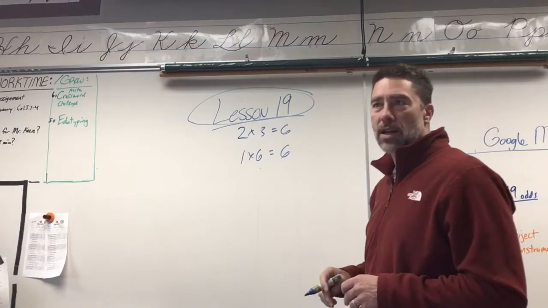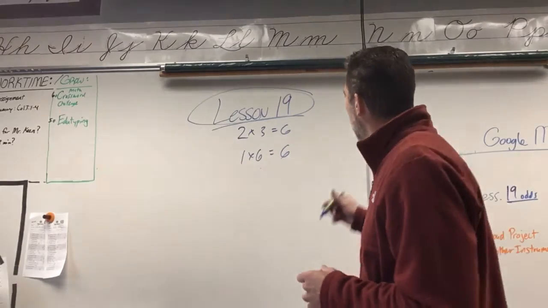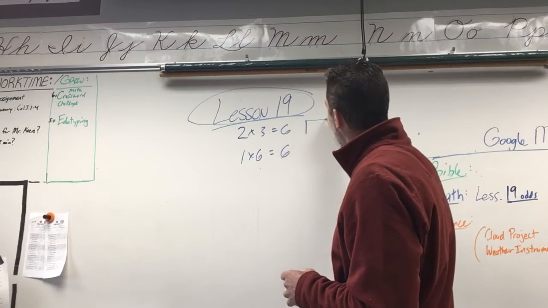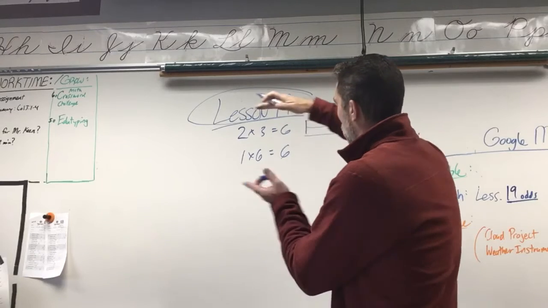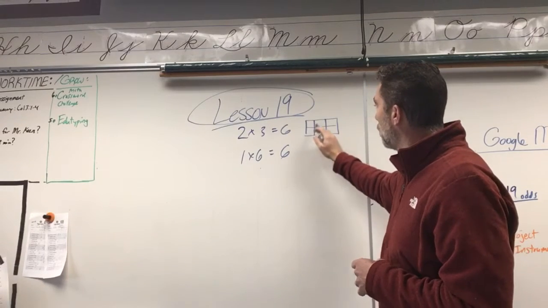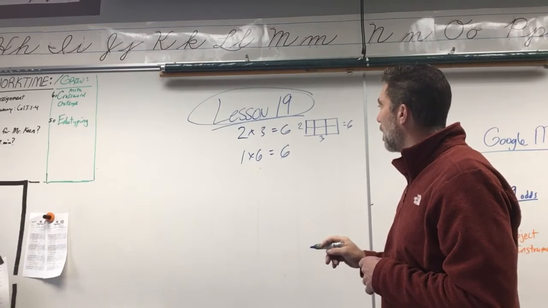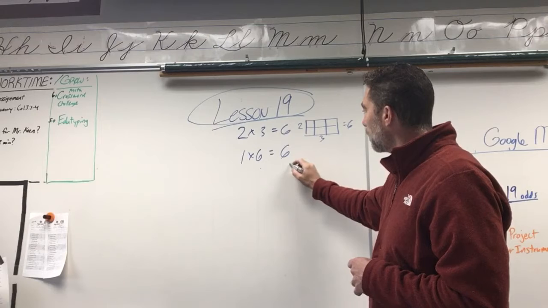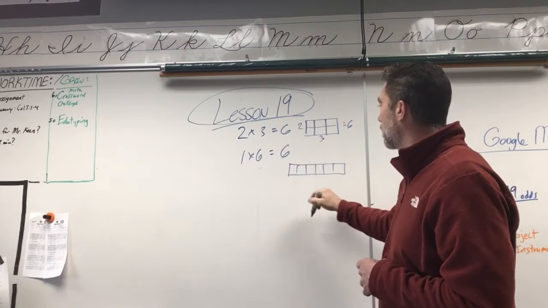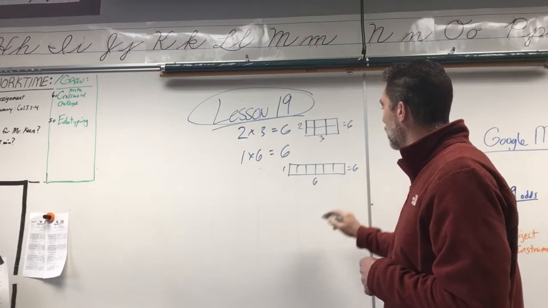And to illustrate that a factor goes into a number evenly, if we draw a picture of what 2 times 3 is, we might draw it like this. 2 rows of 3 boxes. So 1, 2, 3, 4, 5, 6. 2 rows by 3 columns. If we do this one, it'd be 1 row by 6 columns. 1, 2, 3, 4, 5, 6. So 1 by 6 equals 6.